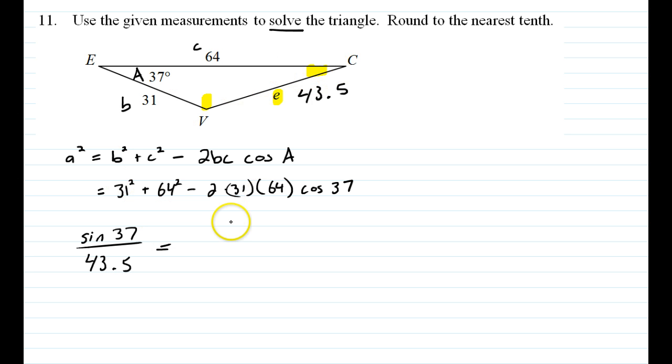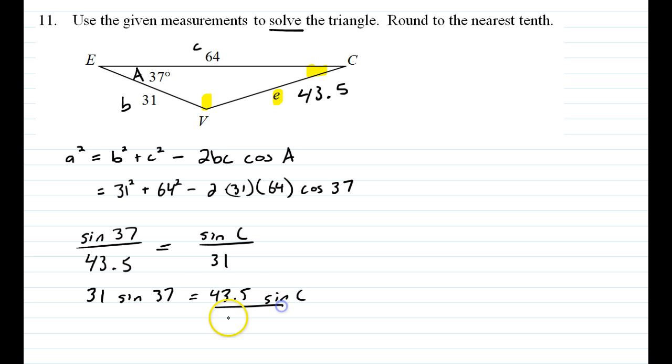Now let's go ahead and just do sine C. The side opposite C is 31. And so now we're going to cross multiply, and we get 31 sine of 37 is equal to 43.5 times the sine of C, so the sine of C is equal to, let's plug this into the calculator, 31 sine of 37 divided by 43.5.